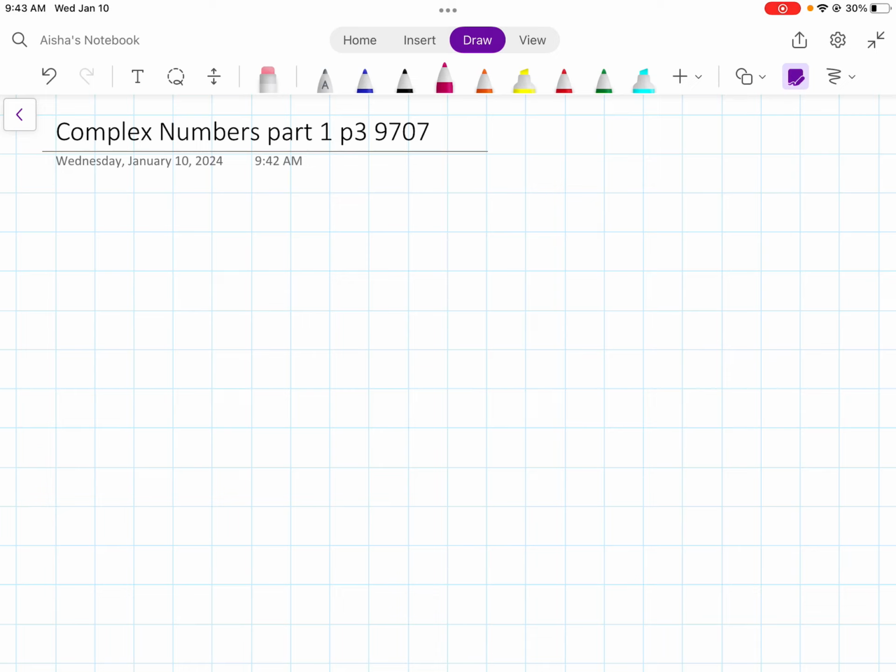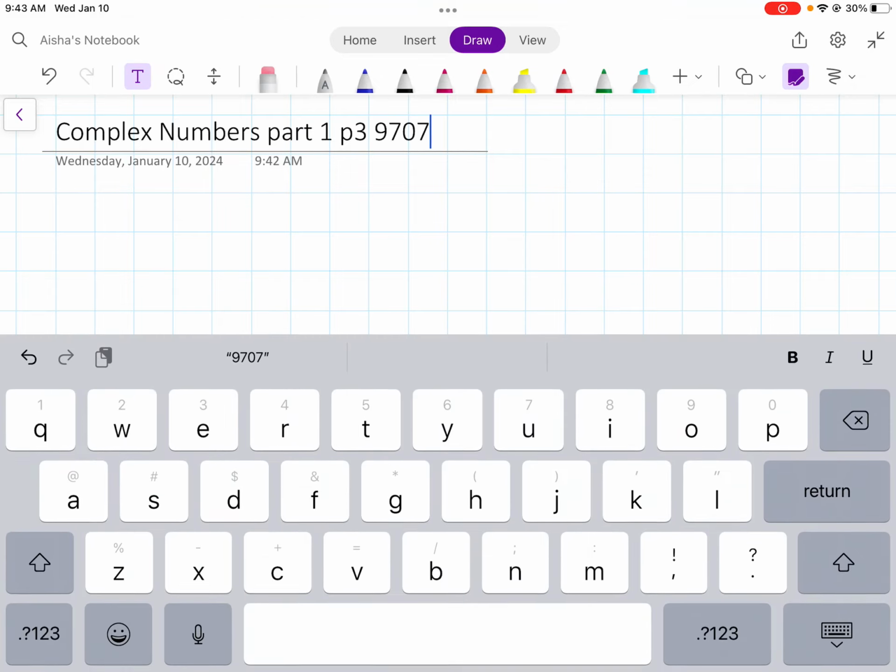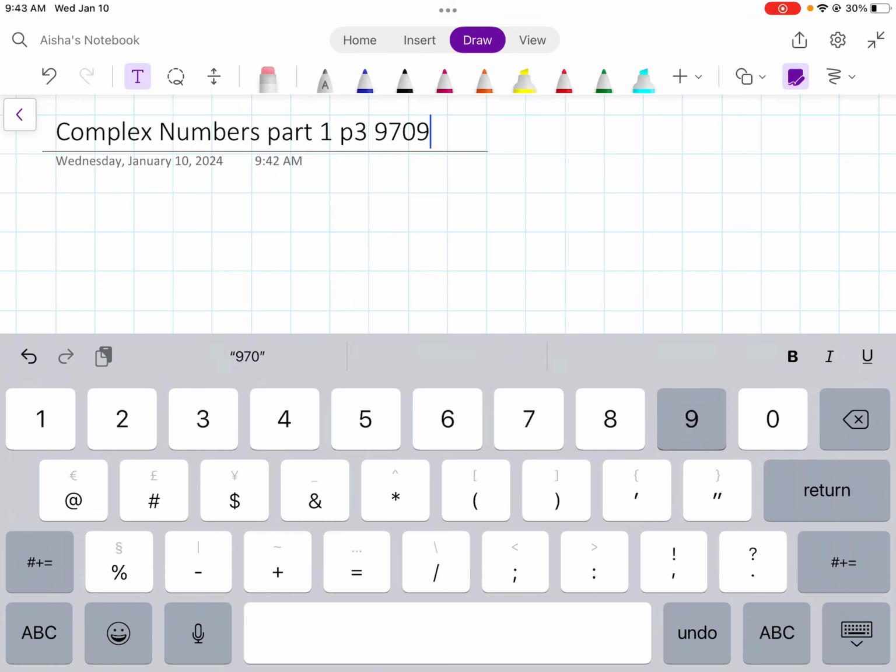Let's start with complex numbers. This is the last topic of A2 level. 9079 is the course code.